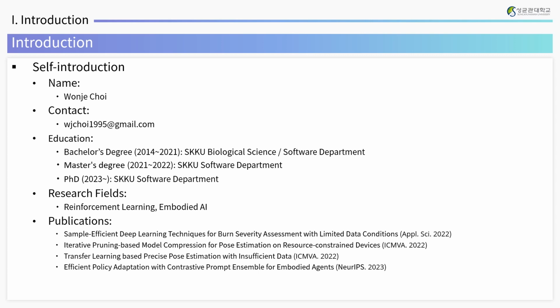My research is rooted in the fields of reinforcement learning and embodied AI. My most recent work is Efficient Policy Adaptation with Contrastive Prompt Ensemble for Embodied Agents, which is presented at the International Conference of Neural Information Processing Systems.